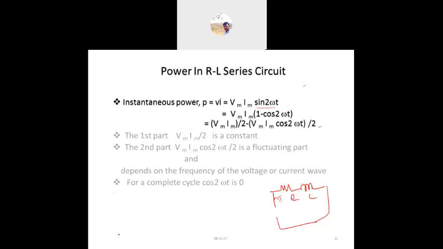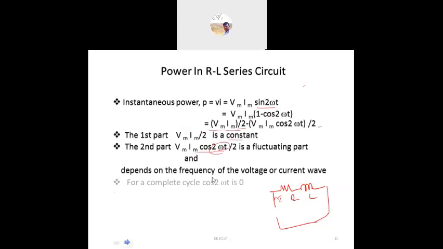Next we'll take the first part, 1 minus cos 2 theta. From this equation we get one constant value and another fluctuating value, which is the real active power. One is the variable part and the other is constant. The fluctuating part is the variable part, Vm Im by 2 cos 2 omega t. It varies with the angle, so if the angle varies, the value also changes. It depends upon the frequency, and the voltage and current change.